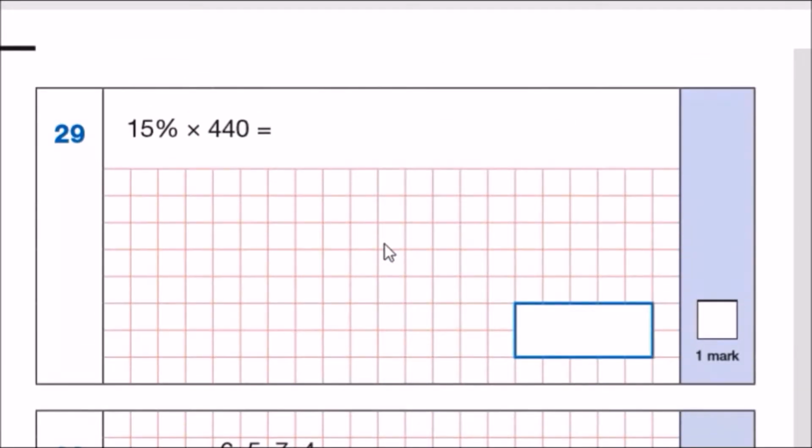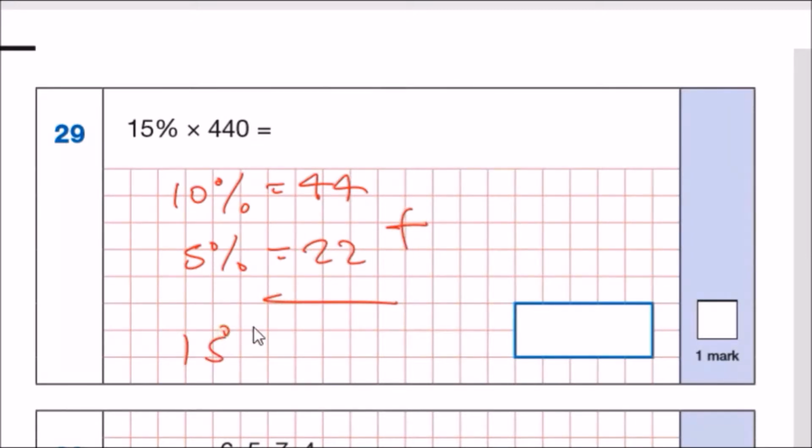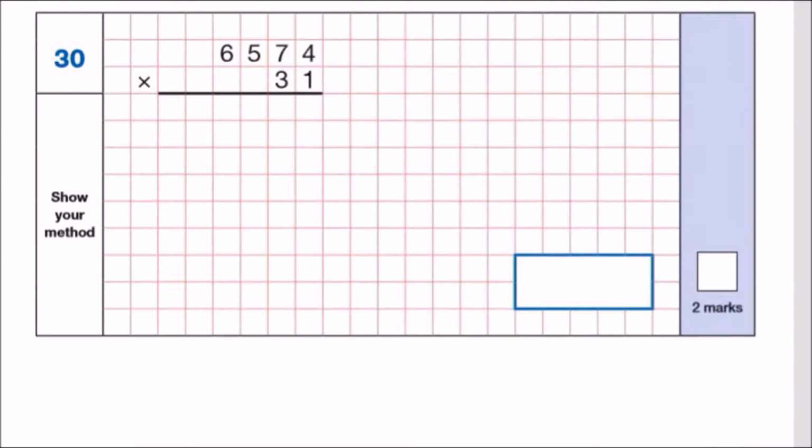15% of 440, very easy. So find 10% of this number, and then half it to find 5%. So 10% of this number means divide by 10, so you're left with 44. 5% is half of this, so that's 22. Then you just add them up to get 15%. So add them up, you get 66. Easy stuff.